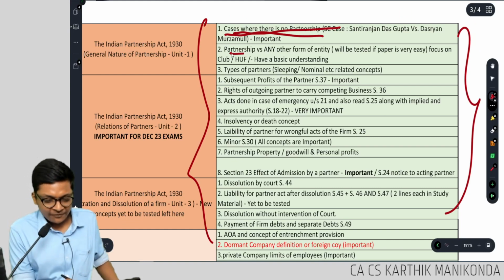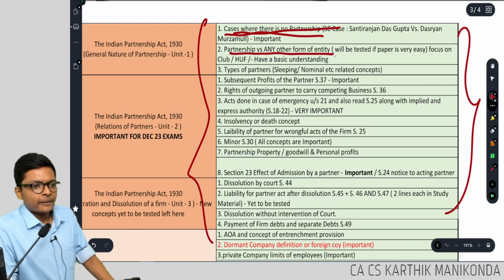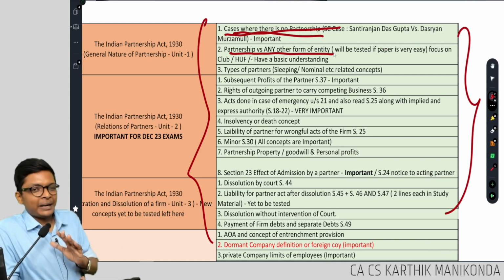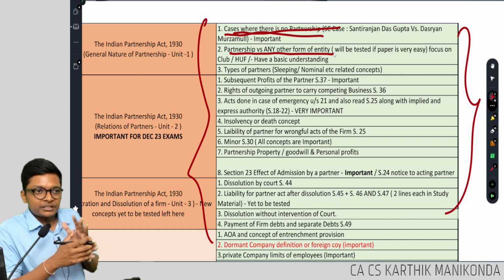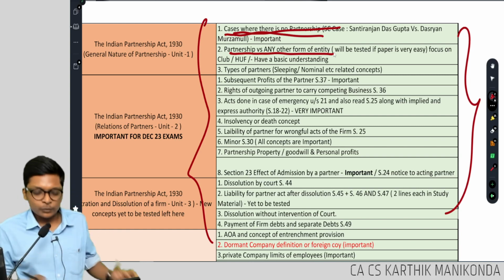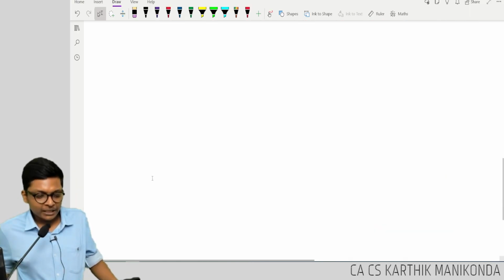Case where there is no partnership. Next, partnership versus any other form of entity. Partnership versus HUF, partnership versus club, all of that, just go through the differences and have a rough idea of the points. If you know what a club is, what an association is, etc., the rest will come. Over here, let's take just one difference.